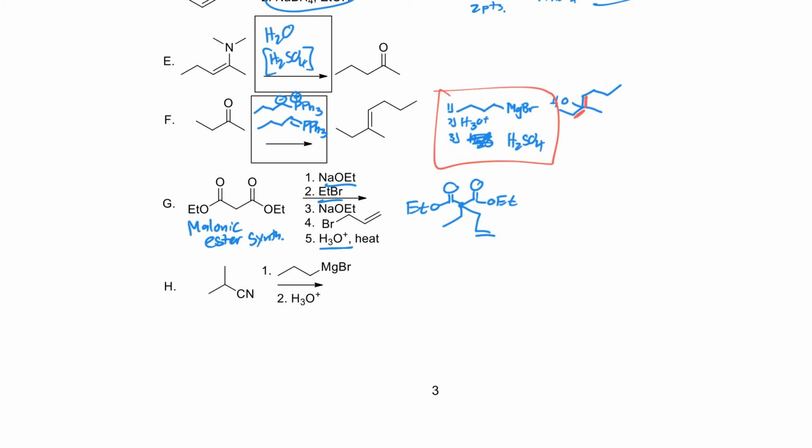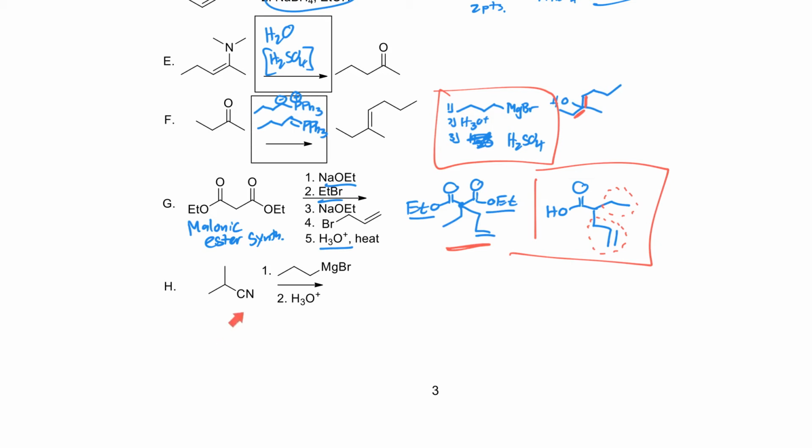And then acid and heat will turn both of these into carboxylic acids, and one of them will decarboxylate, leaving us with a single carboxylic acid, just as though we had added these two groups to acetic acid. That is the end result of the malonic ester synthesis. It's as though we added those two R groups, or one R group, to acetic acid. So this is what we're looking for. If you showed me that, you got partial credit.